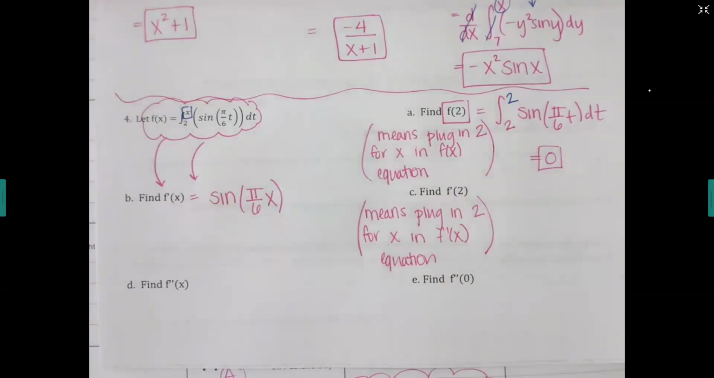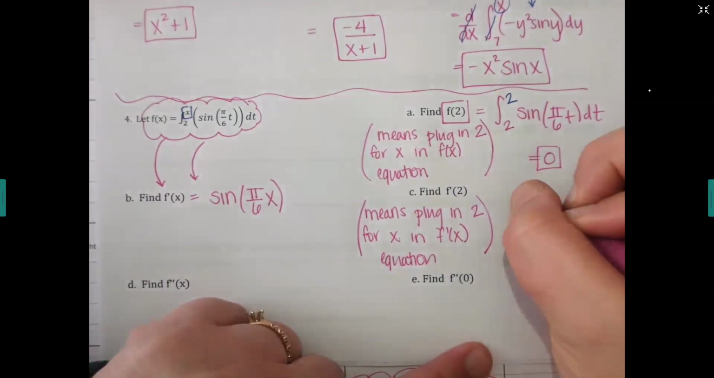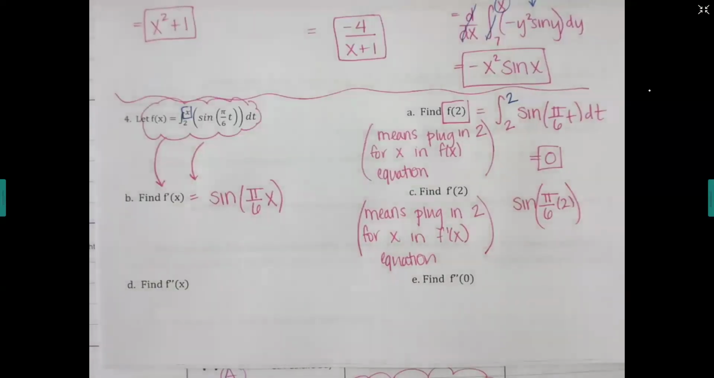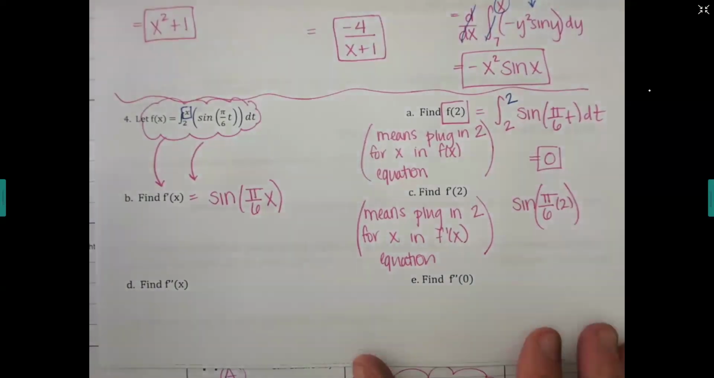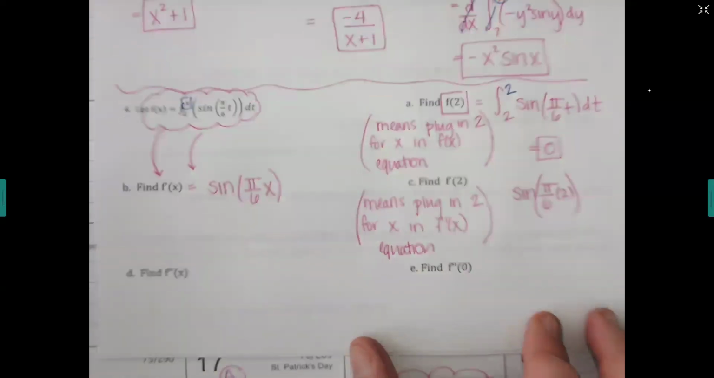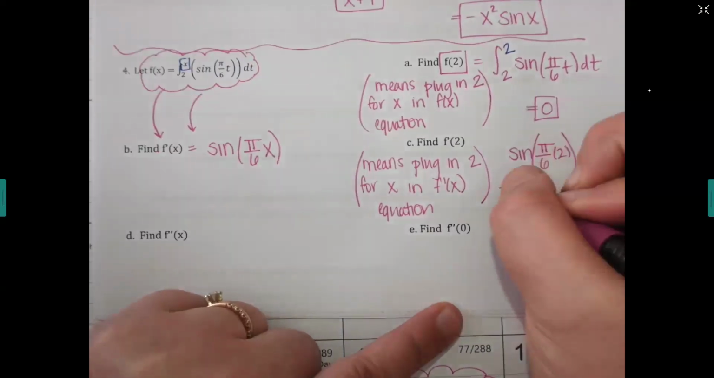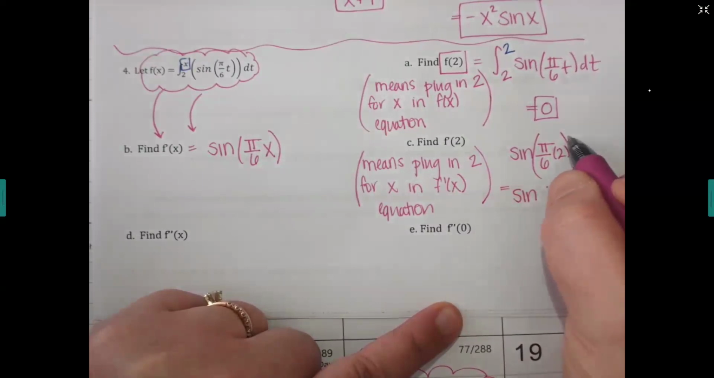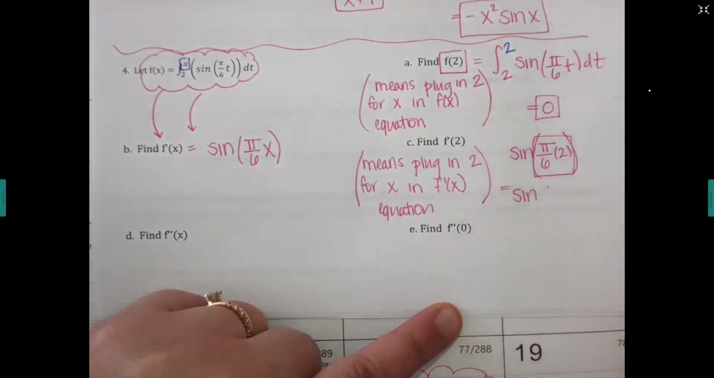Notice it's not still in an integral because the integral's gone. Now I'm putting the 2 right there. So it'd be the sine of pi over 6 times 2. What is pi over 6 times 2 the same as? Just reduce this part. Okay, 2 pi over 6, which is the same as pi over 3.